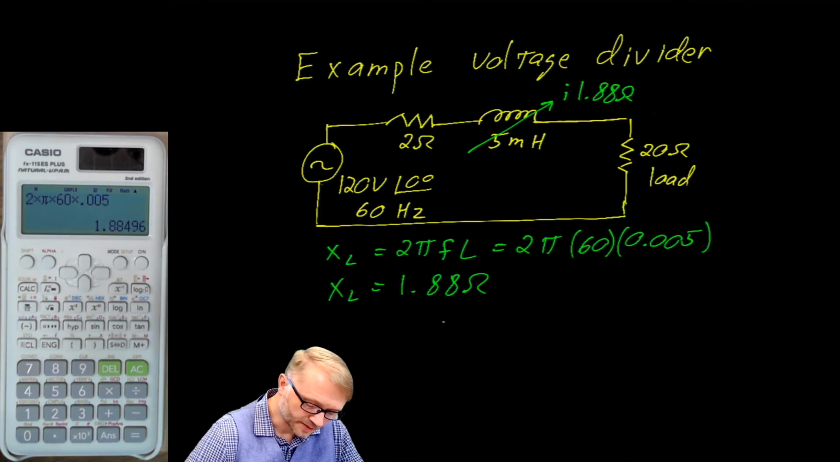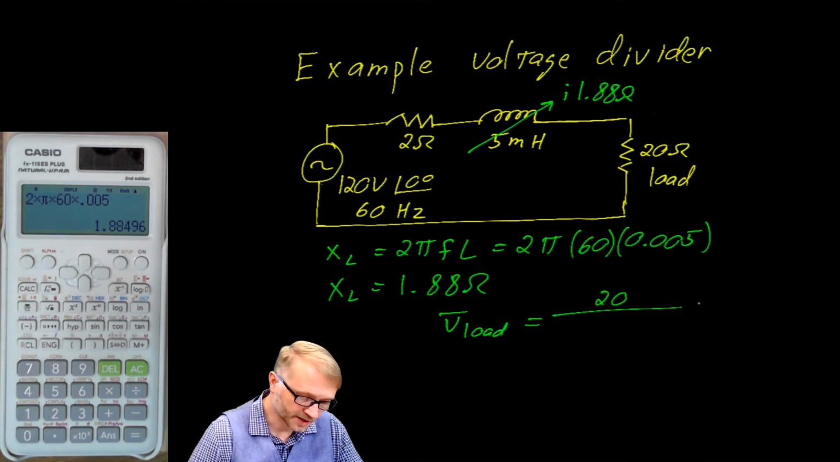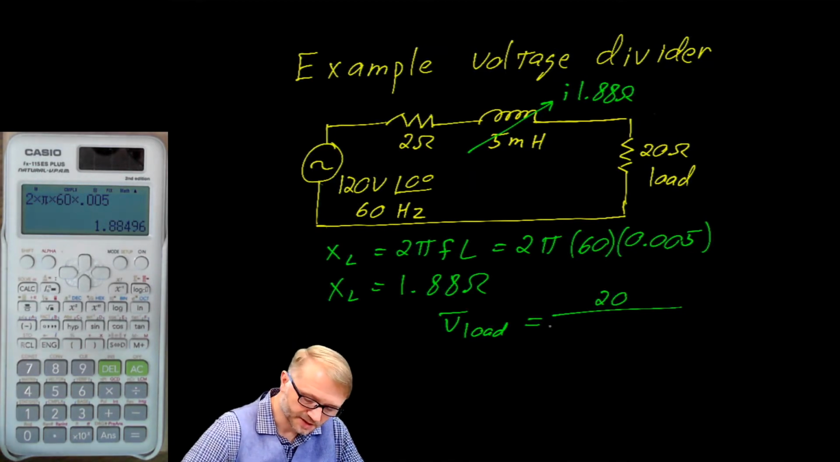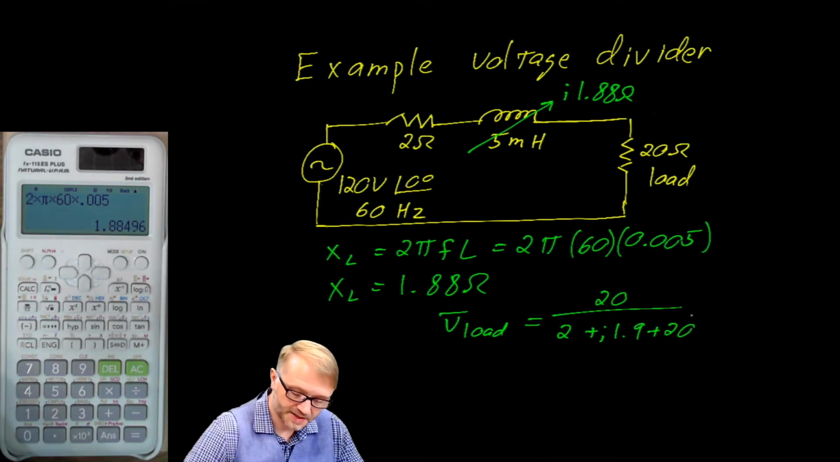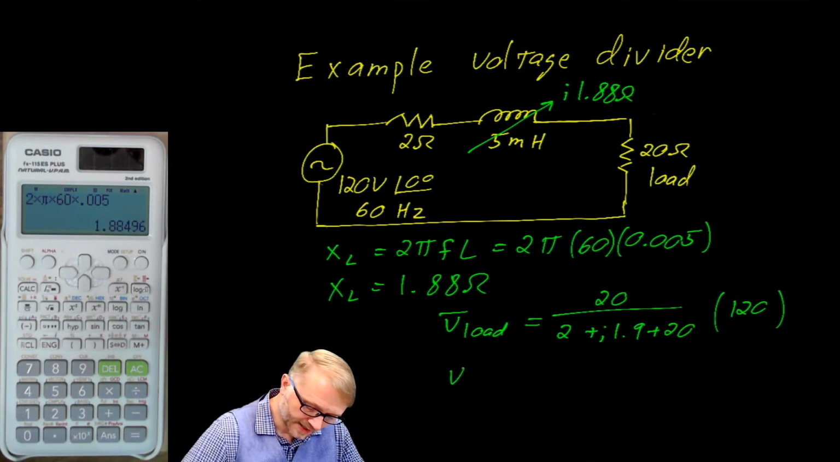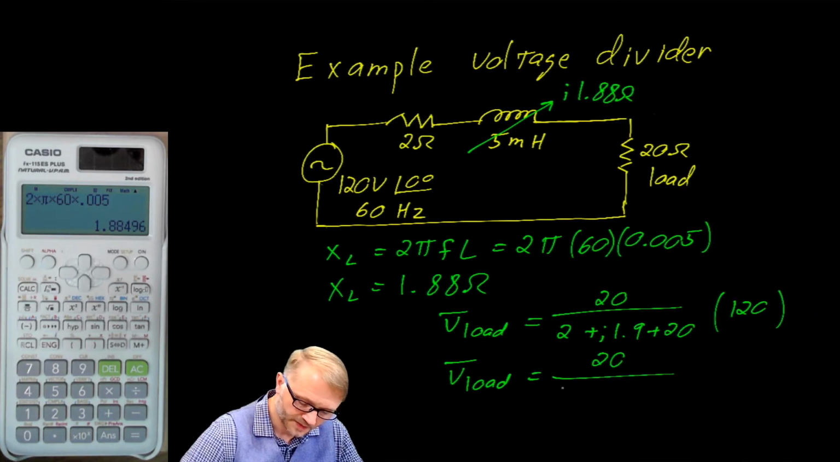Using the voltage divider, we can calculate the load voltage as the impedance of interest, which in this case is 20, over the total impedance of the circuit. Since this is a series circuit, that would be 2 plus J 1.9 plus 20, and all of that is multiplied by the source voltage. Let's go ahead and collect all of our terms here. So that's 20 over 22 plus J 1.9 by 120.